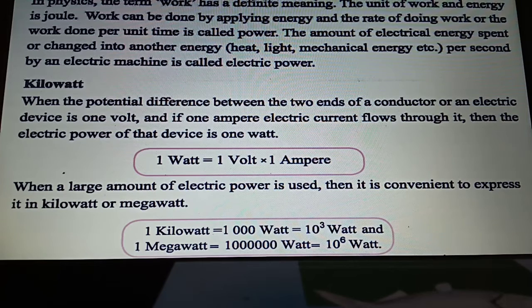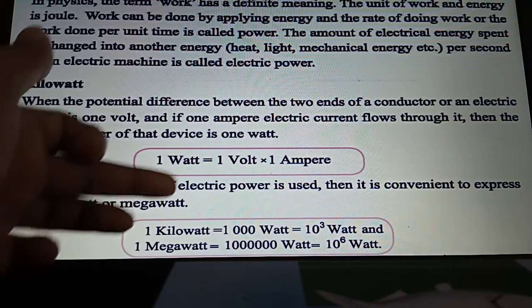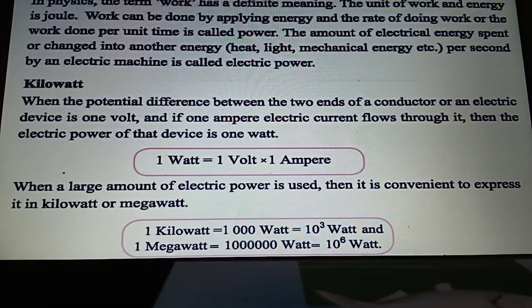The unit of electric power is 1 watt. That is, when the potential difference between the two ends of a conductor or an electric device is 1 volt, and if 1 ampere electric current flows through it, then the electric power of the device is 1 watt. So 1 watt is equal to 1 volt into 1 ampere.